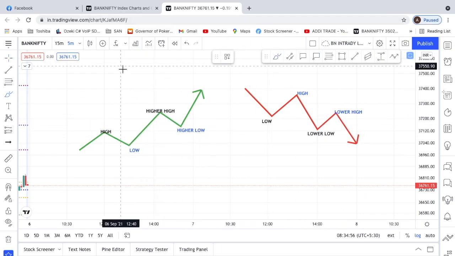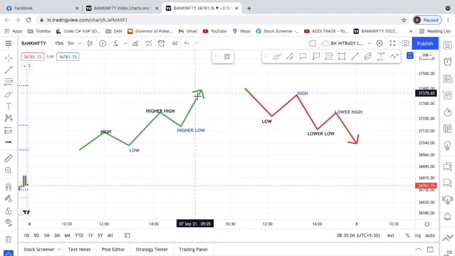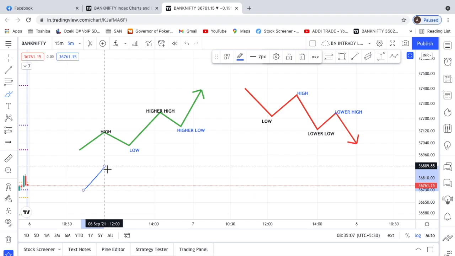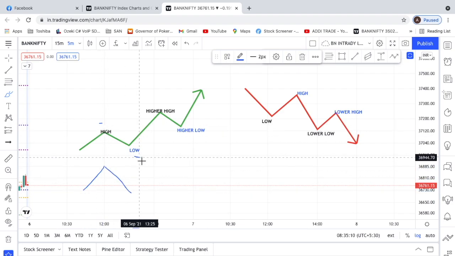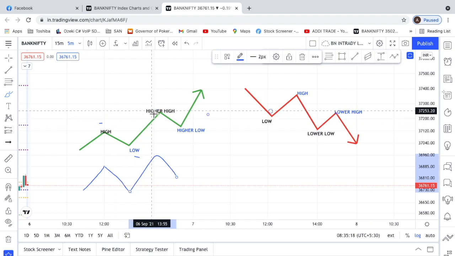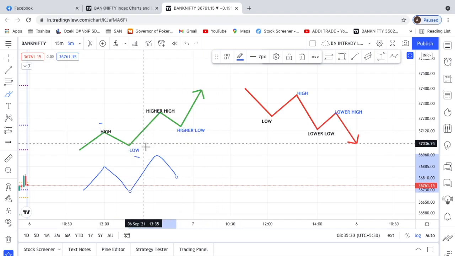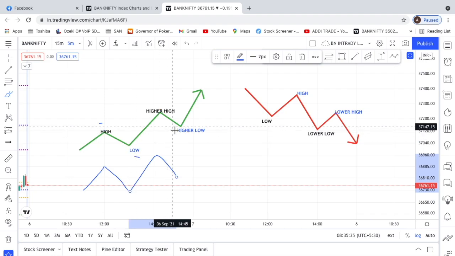So what does the simple Dow theory suggest? The market in an uptrend moves in this way. It makes a high, it makes a low, it makes a high, it makes a low, then it makes a higher high and a higher low. Now what is this higher high and higher low? Higher high is because the value of this high is higher than the previous high, so we term it a higher high. And what is a higher low? Say here Bank Nifty was at 37,023 and here the value is 37,147, so this is a higher low.